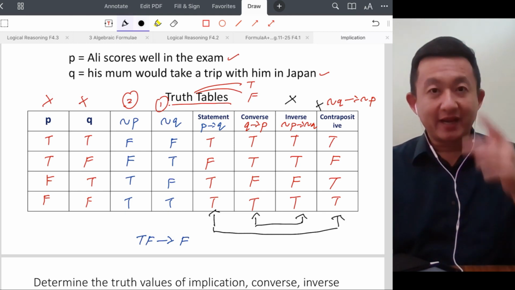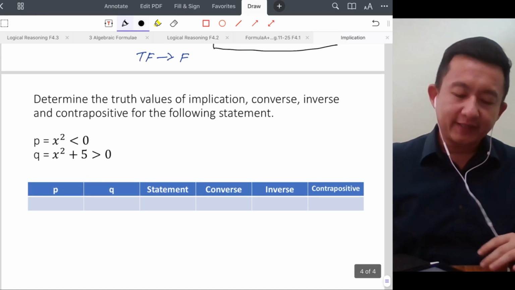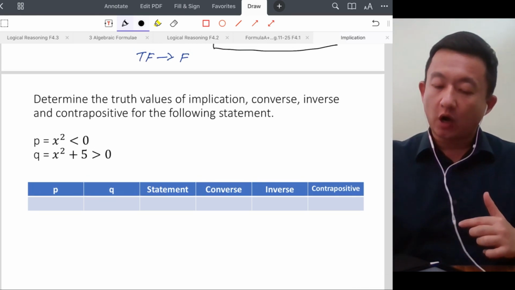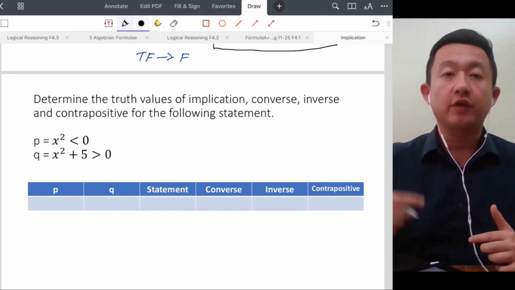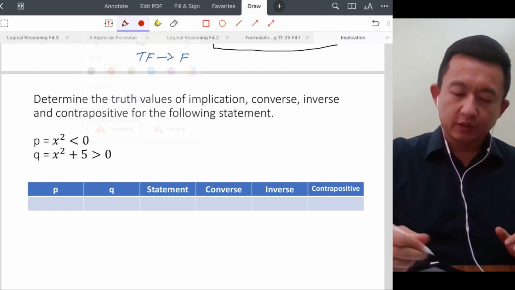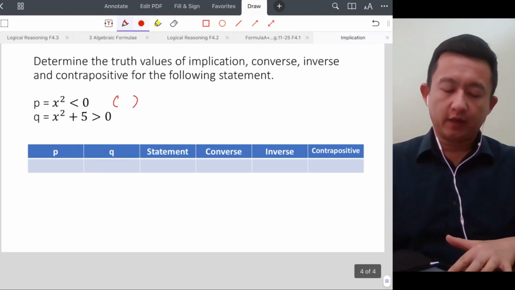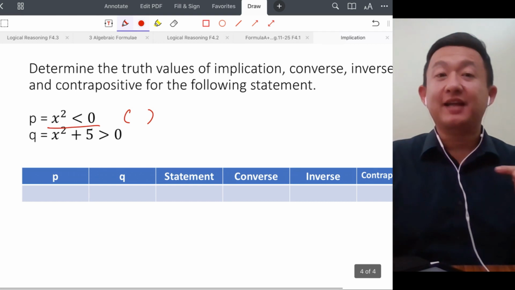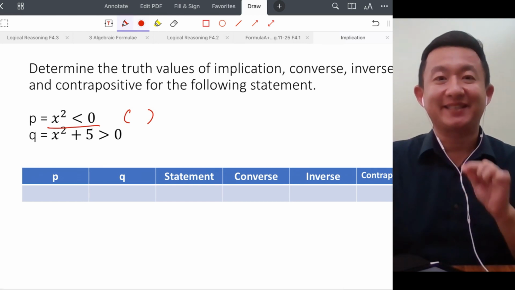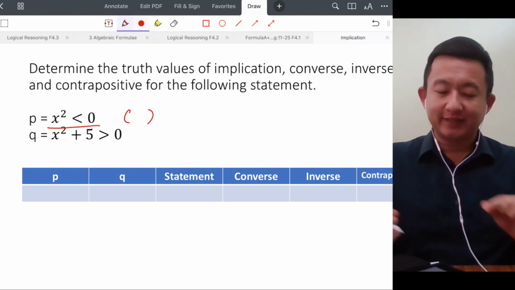Now to enhance your understanding, let's have a look at this example. Determine the truth value of the implication, converse, inverse, and contrapositive for the following statements. When we look at P, you must be able to know this is either true or false. You have the statement: x squared is always less than 0. Is that true or is that false?